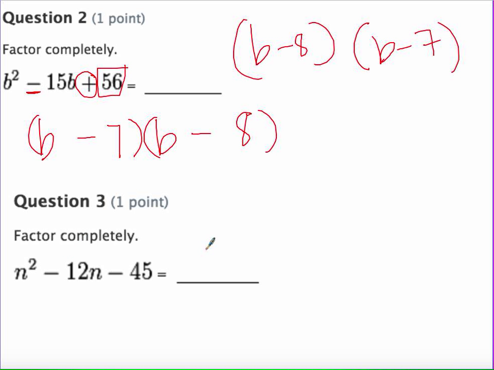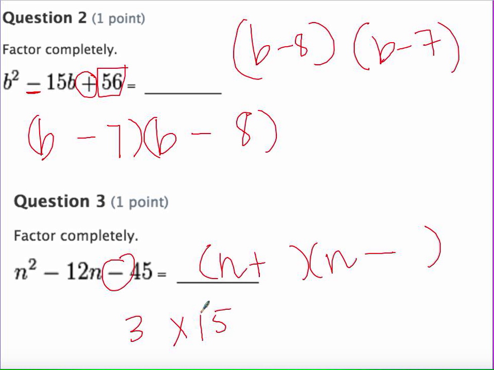So the answer to number 3, following the same rules here, I've got n times n. This is a negative number, so the signs had to be different. Factors of 45 that will add up to give me a negative 12. So I'm thinking that they have to be opposite, so it's probably 3 times 15, with the 15 being the negative, because a negative 15 plus 3 will give me a negative 12. So the 15 is the one with the minus, and the 3 is the one with the plus.